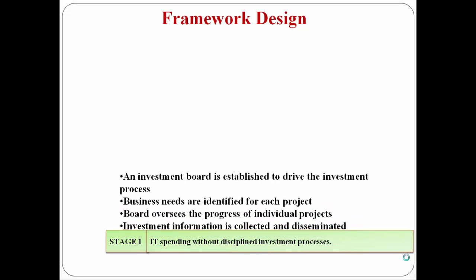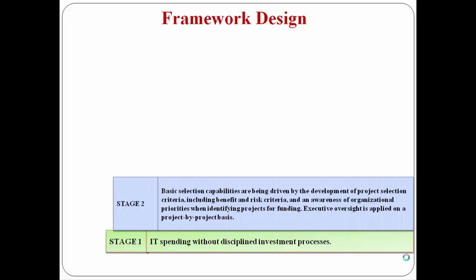In order to advance from stage 1 to stage 2, you will need to establish an investment board to drive the investment process, begin to identify business needs for each project, stand up a board to oversee the progress of individual projects, and begin collecting and disseminating investment-level information. At stage 2, repeatable investment control techniques are in place, and the key foundational capabilities have been implemented.